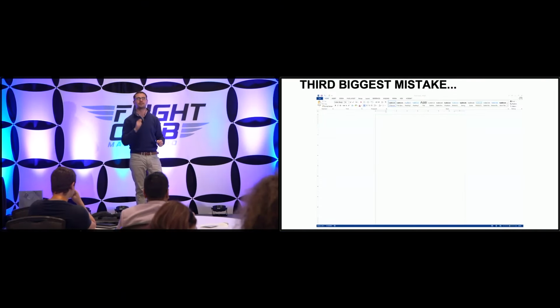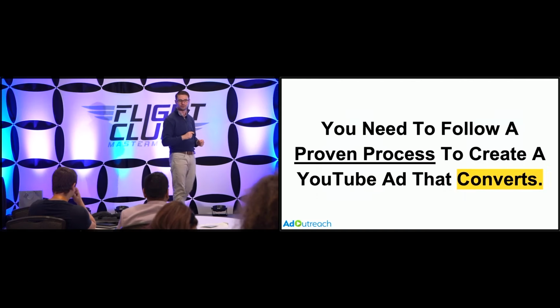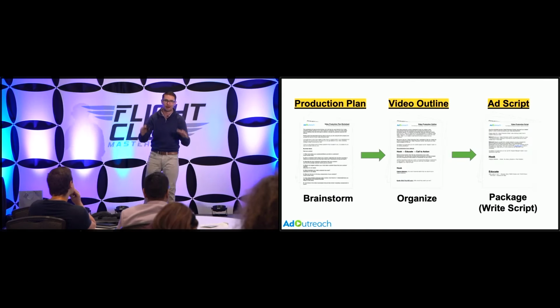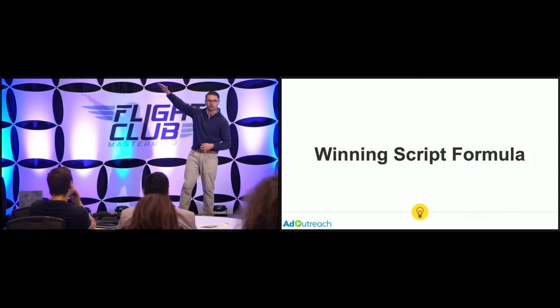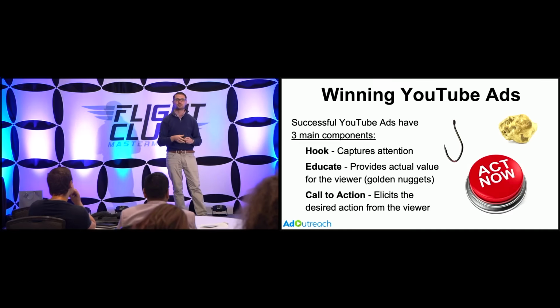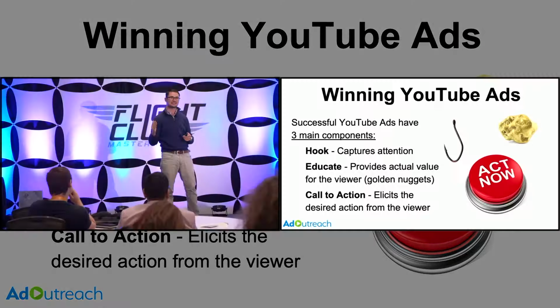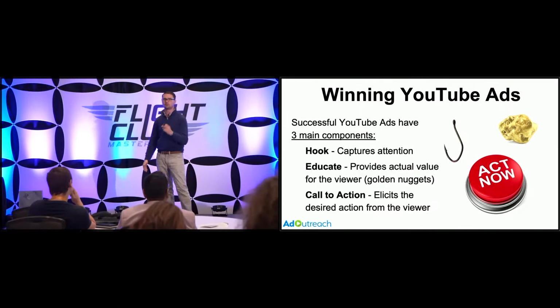So you need to create the proven process for your YouTube ad, and that is with our winning script formula that I'm gonna give you right now. So every winning ad has three components. You have the hook, where you capture attention, you draw people in. You have the educate section where you provide genuine value. And then you have the call to action where you say, okay, if you want more of this, you want to take action, here is the next step. Now, each of these is really important.